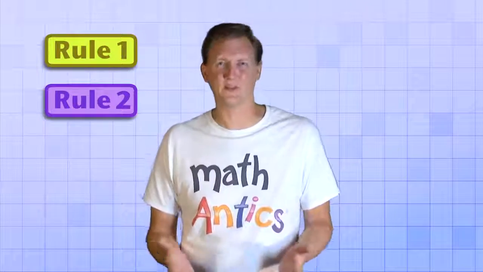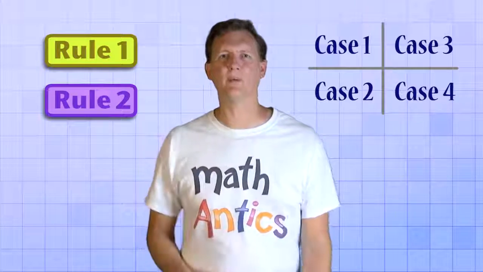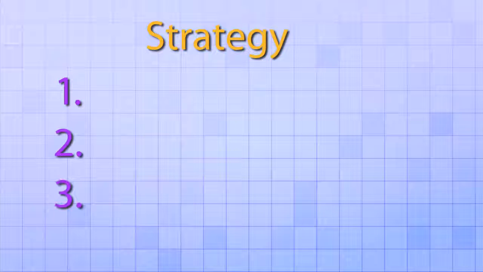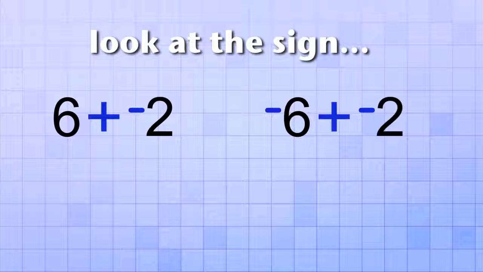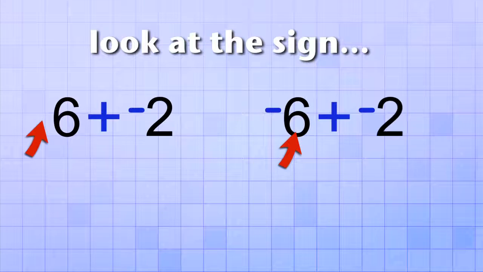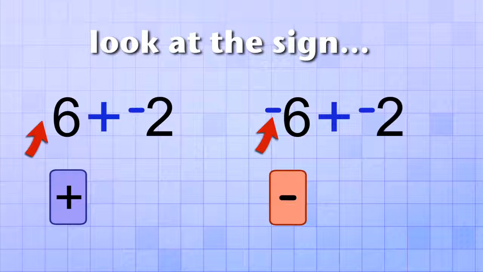Okay, now that we've learned our 2 rules, and we've seen that there's really just 4 types of problems, or 4 different cases that you'll need to solve, I want to give you a basic strategy that will help when you're adding or subtracting integers. This strategy involves asking 3 simple questions. The first question is, am I starting with a positive or a negative number? This question's easy to answer because all you have to do is look at the sign in front of the first number of the problem. If there's no sign, then you're starting with a positive number. But if there's a minus sign, then you're starting with a negative number.